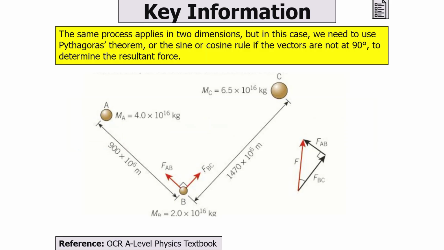Now the same process applies in two dimensions, but in this case we need to use Pythagoras' theorem or the sine or cosine rule if the vectors are not at 90 degrees to determine the resultant force. So for example, in this idea we can look at what the resultant force on B is going to be due to the gravitational attraction between A and B, and also B and C. So we can see that the force on B is equal to the square root of FAB squared plus FBC squared.